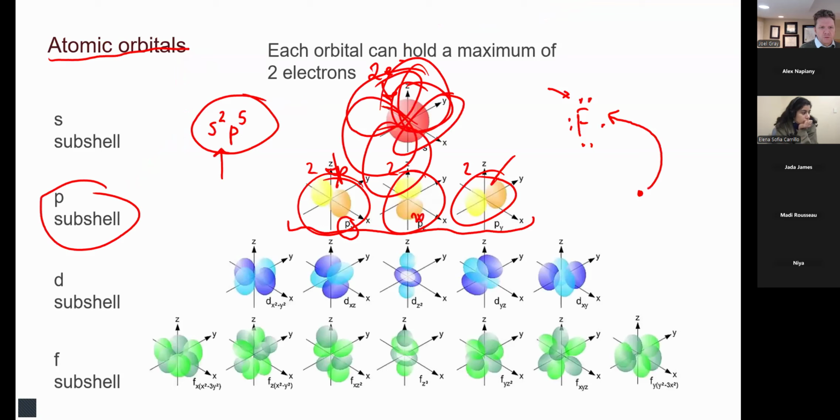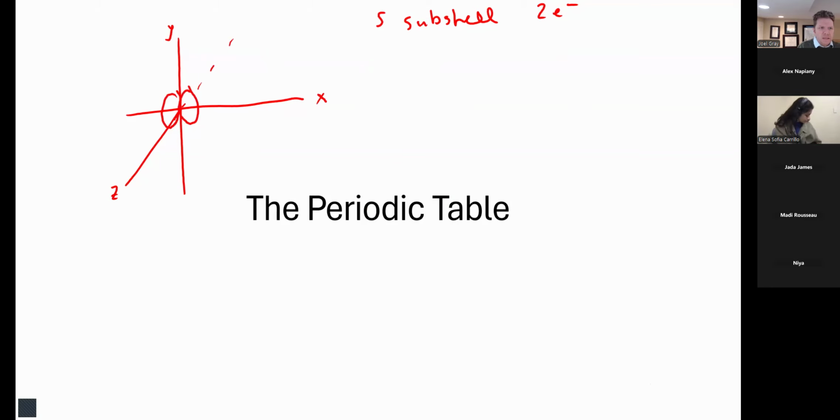If we go back, we've got the Pz, and then we've got the Py. The Py is those same shapes along the y-axis. Pz is those same shapes along the z-axis. Now, each one of those orbs of the p subshell, Px, Py, and Pz, can hold 2 electrons.